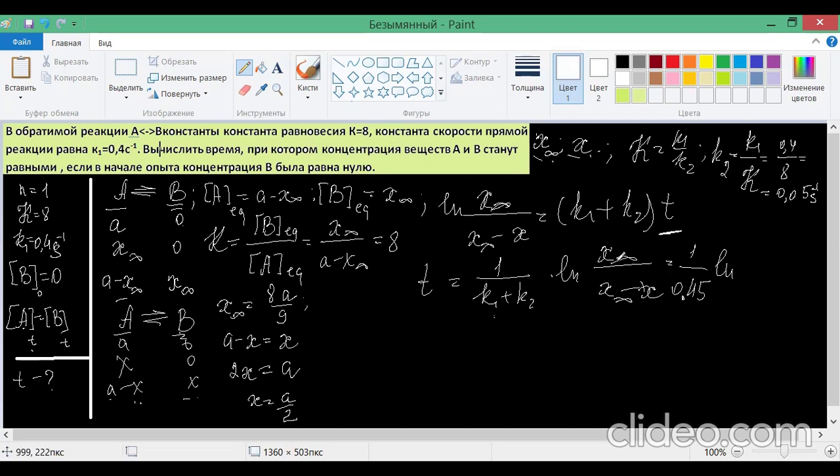Instead of x infinity, we write, where is it? X infinity. Yeah, this one. 8 times a over 9 minus a divided by 2. So a is contained in the numerator and denominator of this fraction. It means that a is cancelled. That's very good.